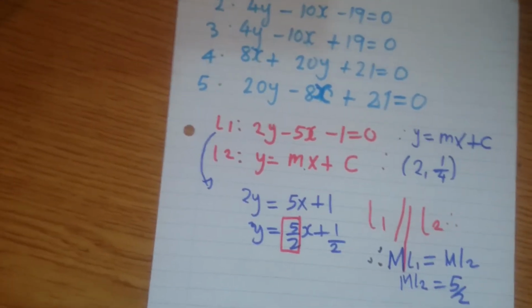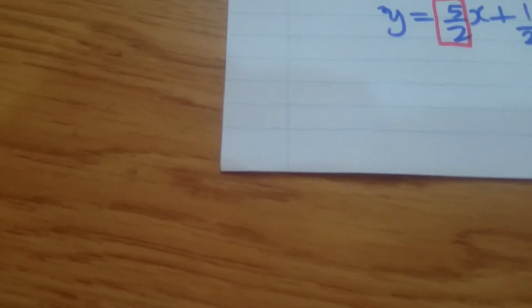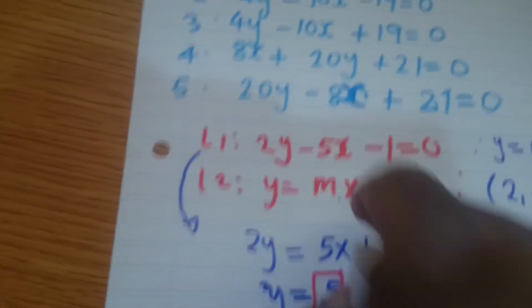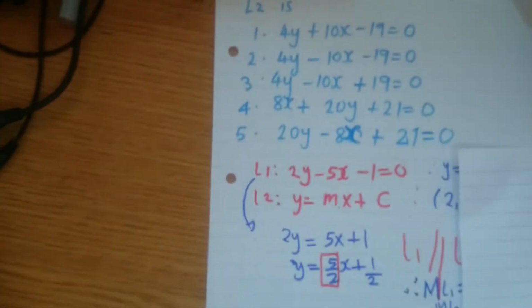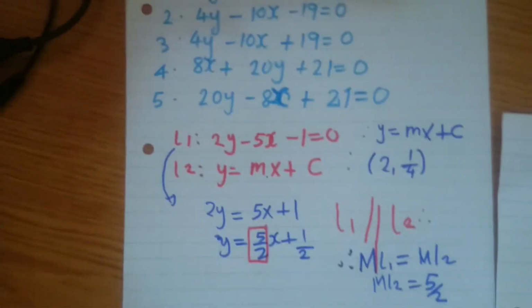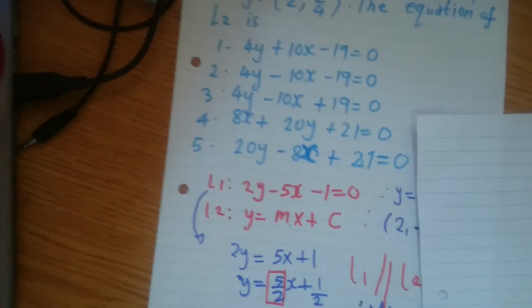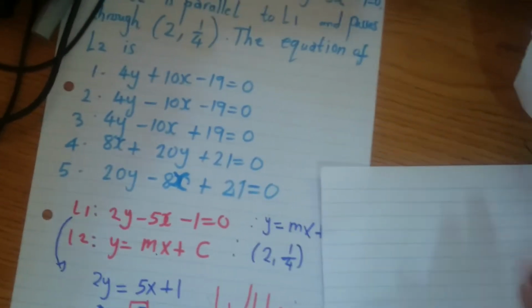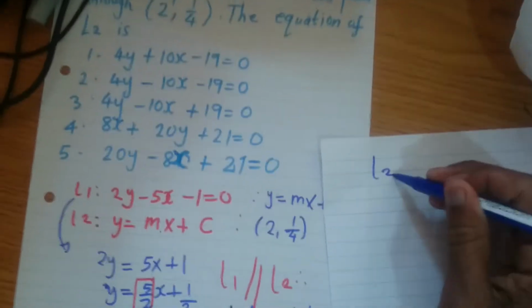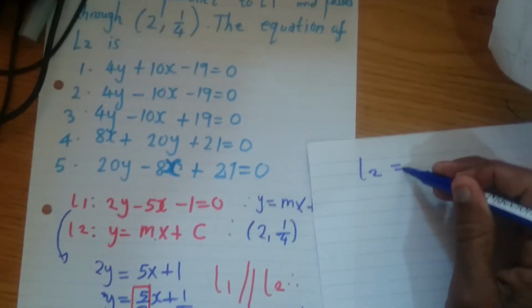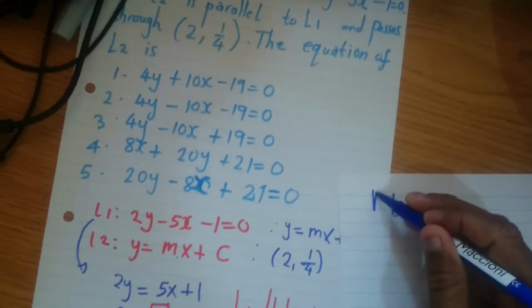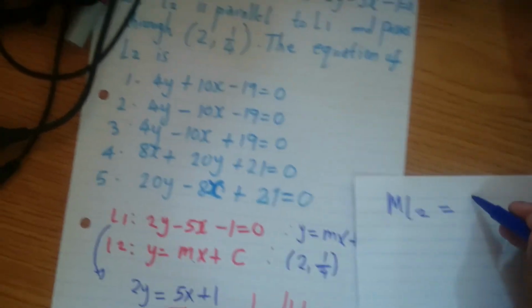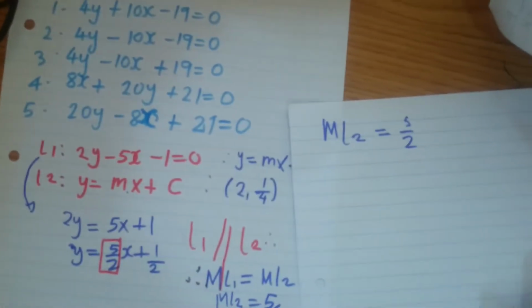Now let's finish this one. The problem is to get line 2, so let's get line 2 quickly. The slope of line 2 that we now have is 5/2, because these lines are parallel.